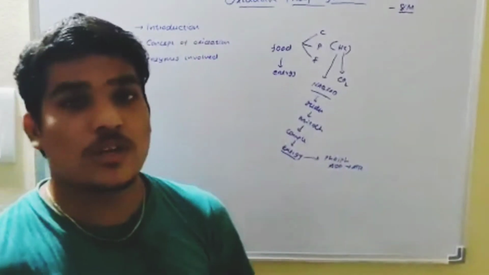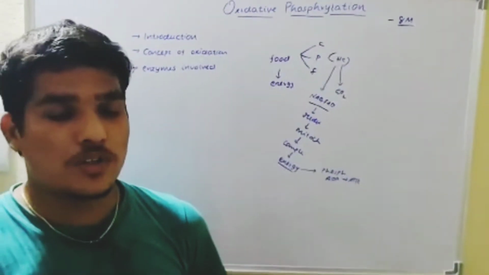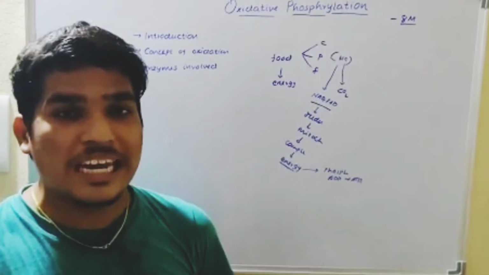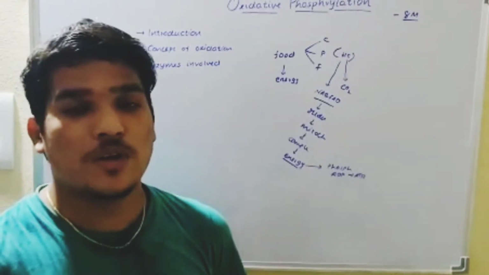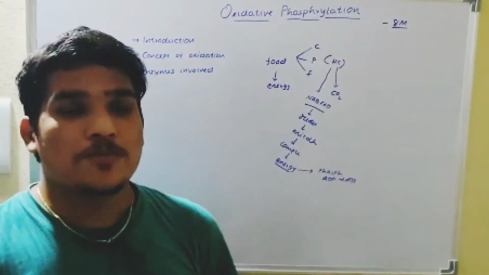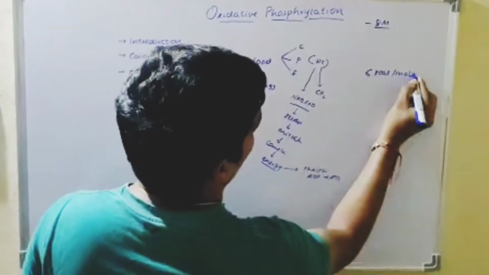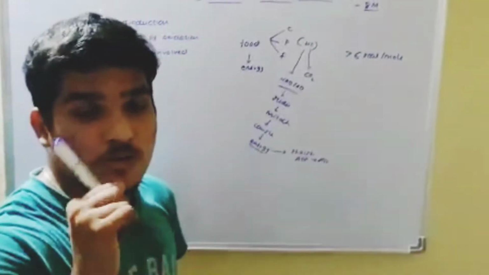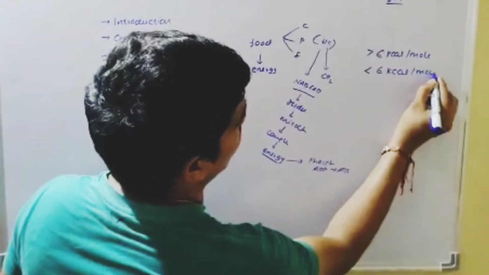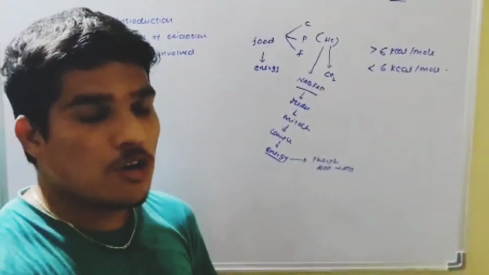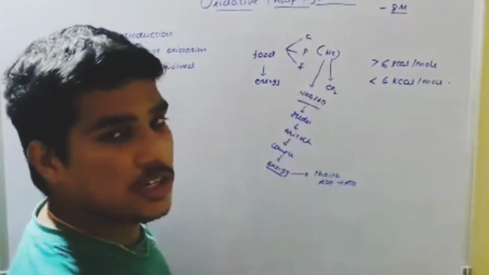Now here comes the question: what are high energy phosphates and low energy phosphates? So we have to define both. The high energy phosphates are defined as the compounds which release more than 6 kilocalorie per mole on hydrolysis of their phosphate group. Repeat with me. Whereas the compounds which give less than 6 kilocalorie per mole are termed low energy phosphates. Now comes the question: give some examples of high energy phosphates and of low energy phosphates.